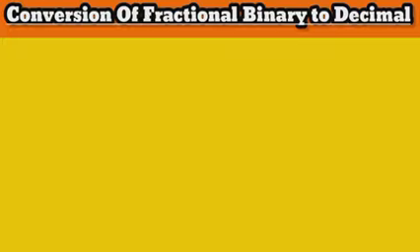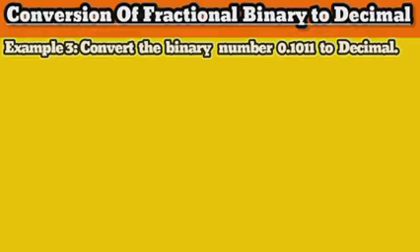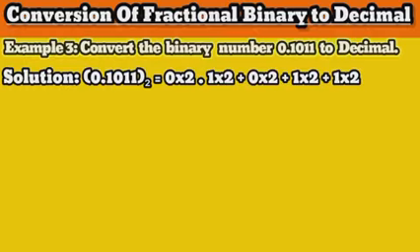Good day everyone. In this video I'll be showing you how you can convert fractional binary to decimal. For example, convert the binary number 0.1011 to decimal. Solution: you are going to open the bracket, so that will be 0 times 2 to the power of the position dot 1 times 2 plus 0 times 2 plus 1 times 2 plus 1 times 2.